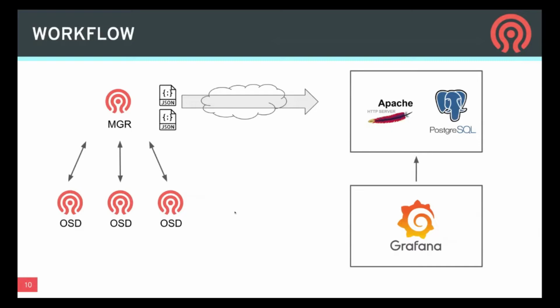So I'll talk quickly about the workflow. On the Ceph cluster side, the manager collects information from all of the daemons in the cluster, and then it compiles a couple of reports and sends them to the telemetry backend, where we have an Apache server and a Postgres database. And we have a couple of Grafana instances that get information from the Postgres database.